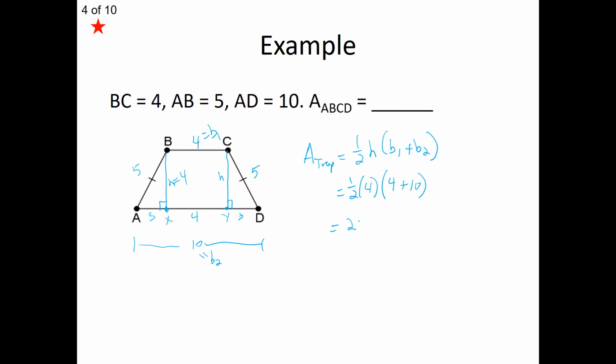1/2 of 4 is 2. I get then a sum of 4 and 10 to be 14, and then I can multiply those two together, and I get my area of this trapezoid to be an area of 28. Okay, 28 is its area.